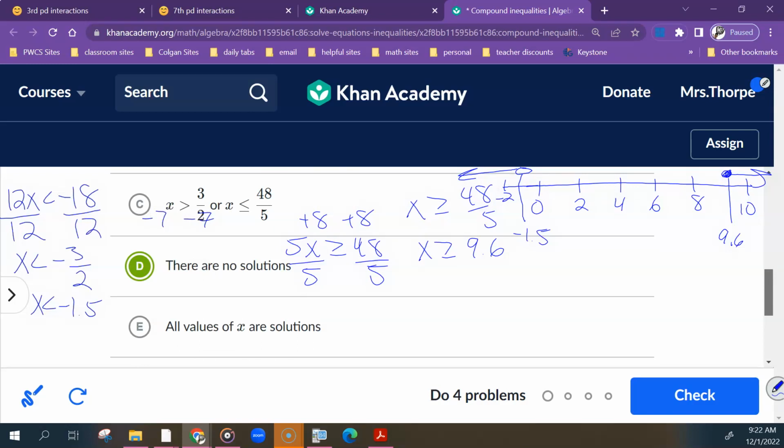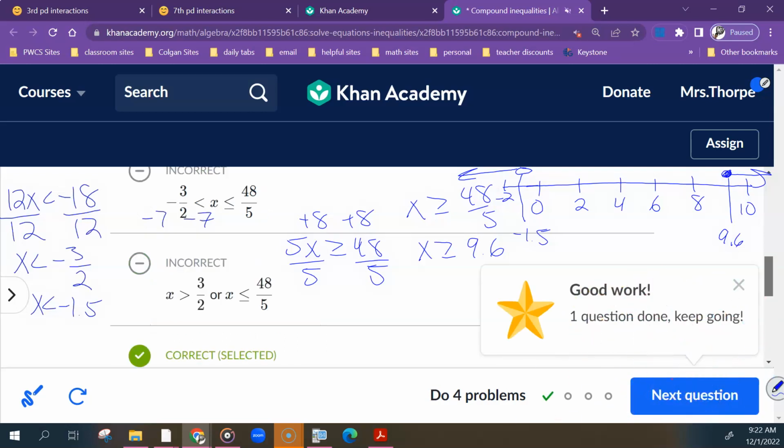This is the only time you get no solution. So and is still overlapped no matter what. Drawing your number line will help you see that. If they did overlap, you would say wherever they overlap. Okay, let's do one more.